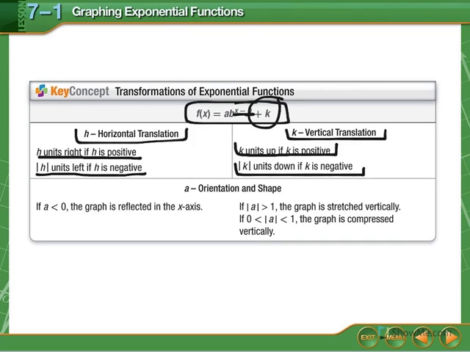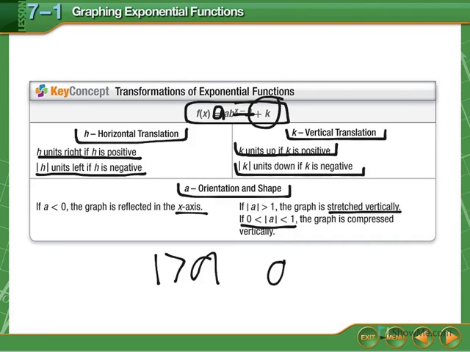Now, the a variable is going to affect orientation and shape. So, if we have a negative in front of our a, then that's going to flip our graph about the x-axis. Just like anything else, if we have a negative, then it's going to flip it across the x-axis. Now, if your a is greater than 1, then it is going to stretch vertically. If it's in between 0 and 1, meaning if a is a fraction, then the graph is compressed vertically. So if it's a whole number and it's greater than 1, then it's stretched. If it's a fraction, it's compressed.